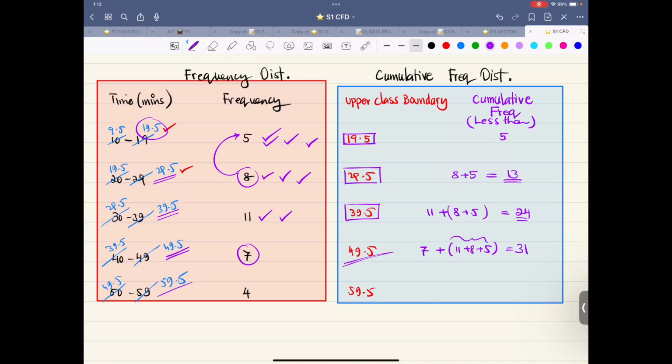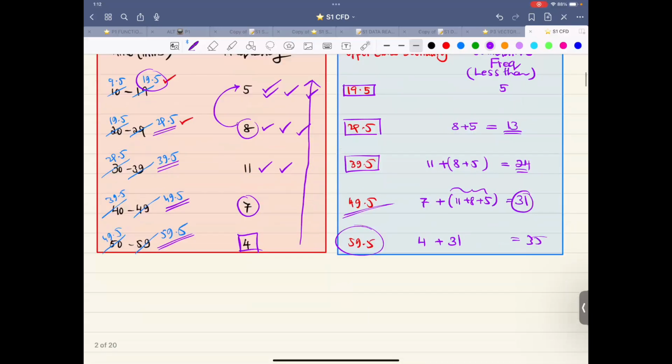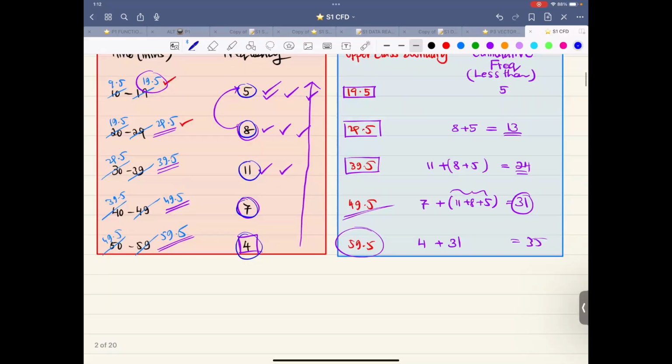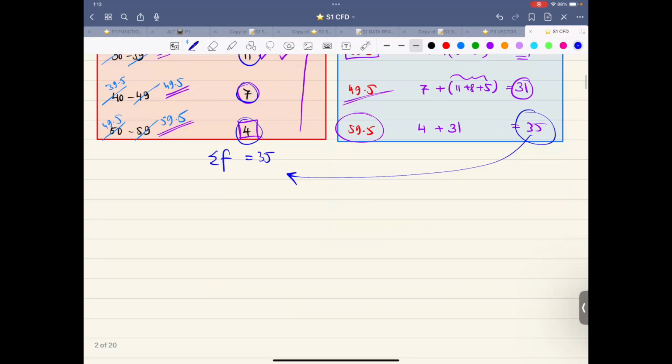And last but not the least, 59.5. How many students are reaching school in less than 59.5 minutes? That is 4 plus all of these. So that is 4 plus all of these, 31. That comes out to be 35. And let me add one more thing. That is 5 plus 8 is 13. 13 plus 11 is 24. 24 plus 7 is 31. 31 plus 4 is 35. Sigma F is 35. This last value should correspond to sigma F. That is the sum of all the frequencies, the students in that particular class.